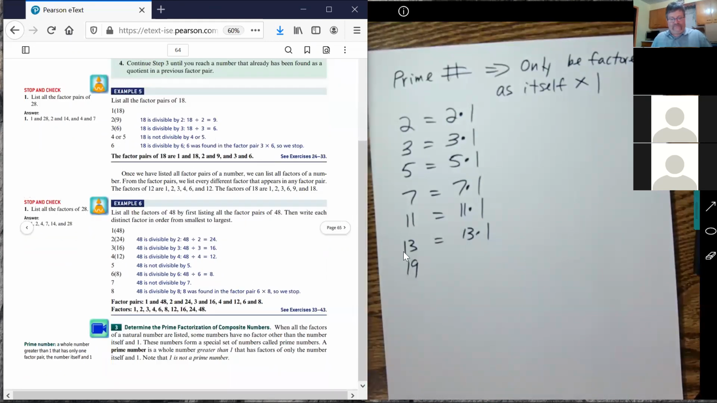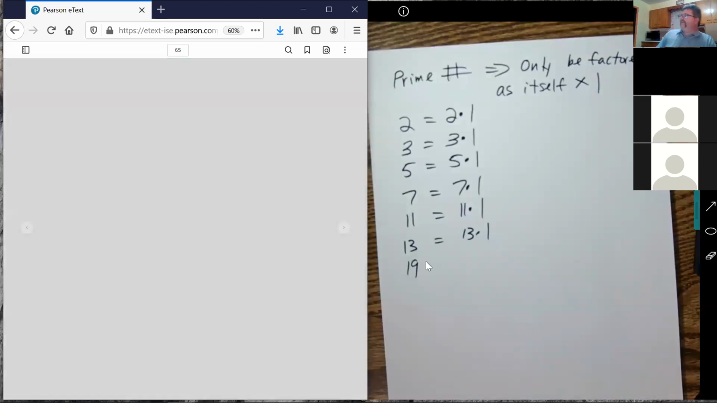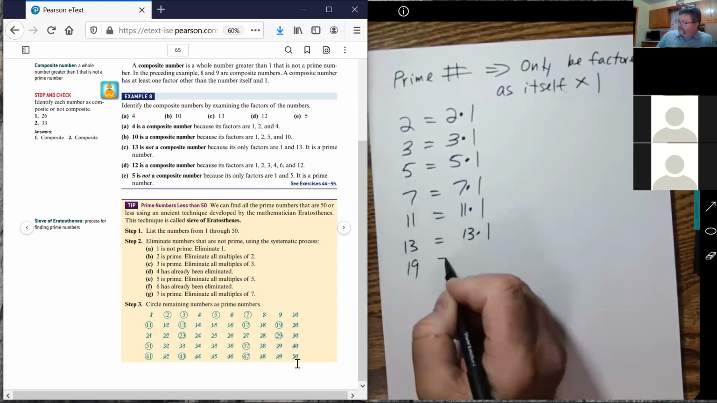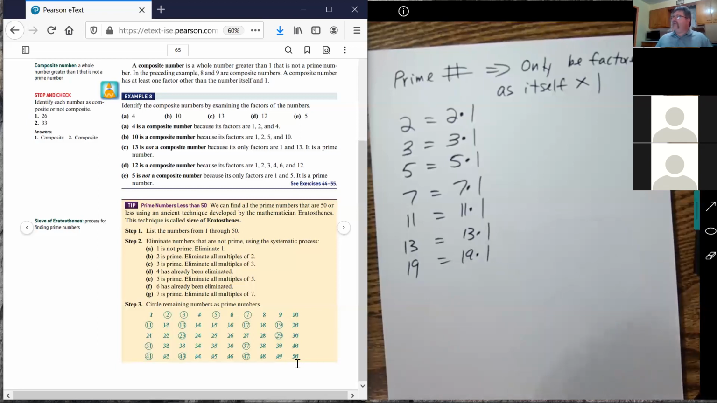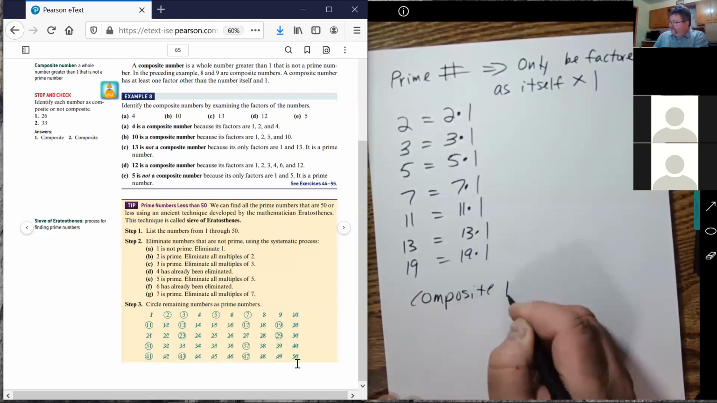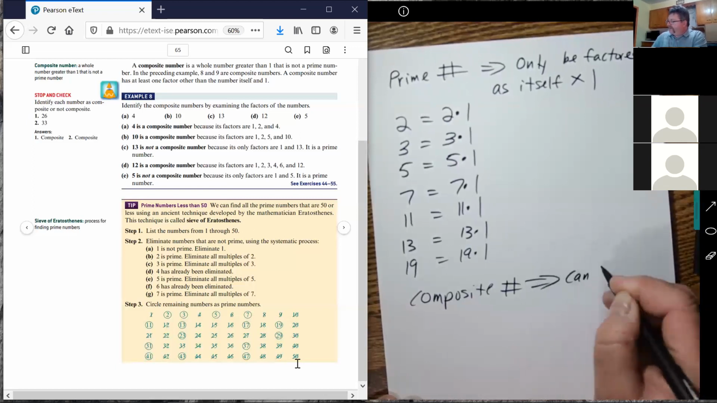On the next page, at the very bottom of the page, it lists the first handful of what we call prime numbers, numbers that can only be factored by themselves times 1. These ones that are circled here, and the ones that are crossed out were weeded out in the process. 2, 3, 5, 7, 11, 13, 17, 19, 23, et cetera. You cannot factor any of those numbers other than itself times 1. So that's what we call a prime number. All the other numbers that I can factor, we call composite numbers. I'll just say can be factored.